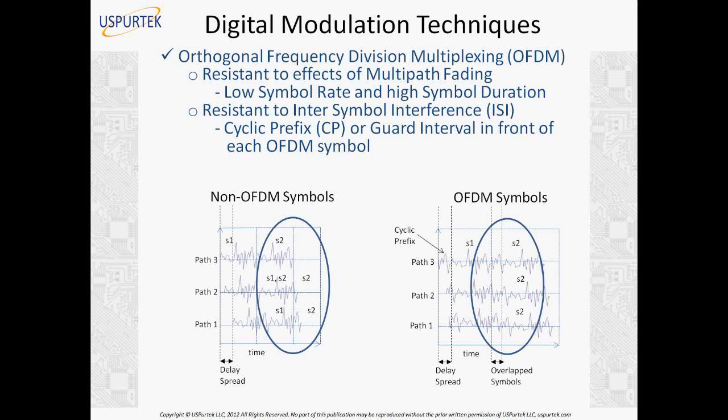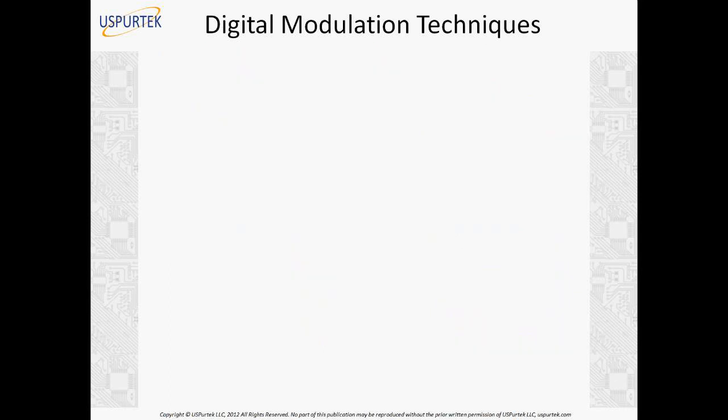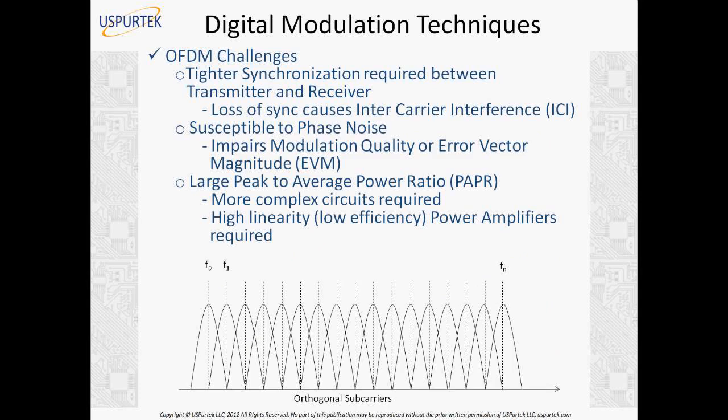Now, there are some challenges too. We have talked about all the benefits of OFDM so far, but there are challenges too. As we said before, there are so many subcarriers in the OFDM signal, and there must be very tight synchronization between the transmitter and receiver. A very strict subcarrier spacing has to be maintained. Only then can we maintain orthogonality between the subcarriers so that they do not interfere with each other. Loss of synchronization will cause inter-carrier interference. Now imagine if the synchronization is lost. Then the subcarriers will interfere with each other.